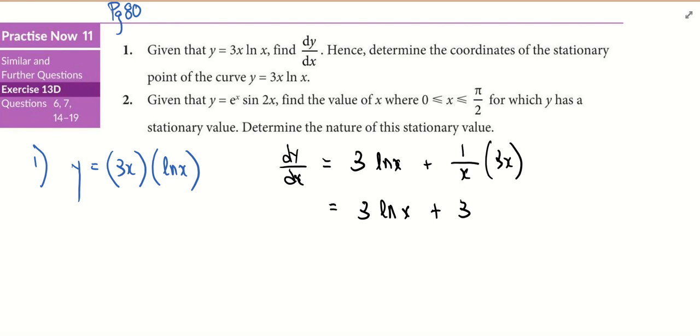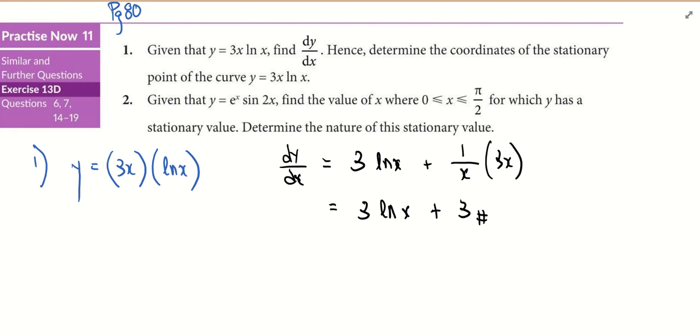Am I right? So please remember, find dy dx. So that's the first question. Underline your first answer. Okay, because they ask different things. Hence, determine the coordinates of stationary point.